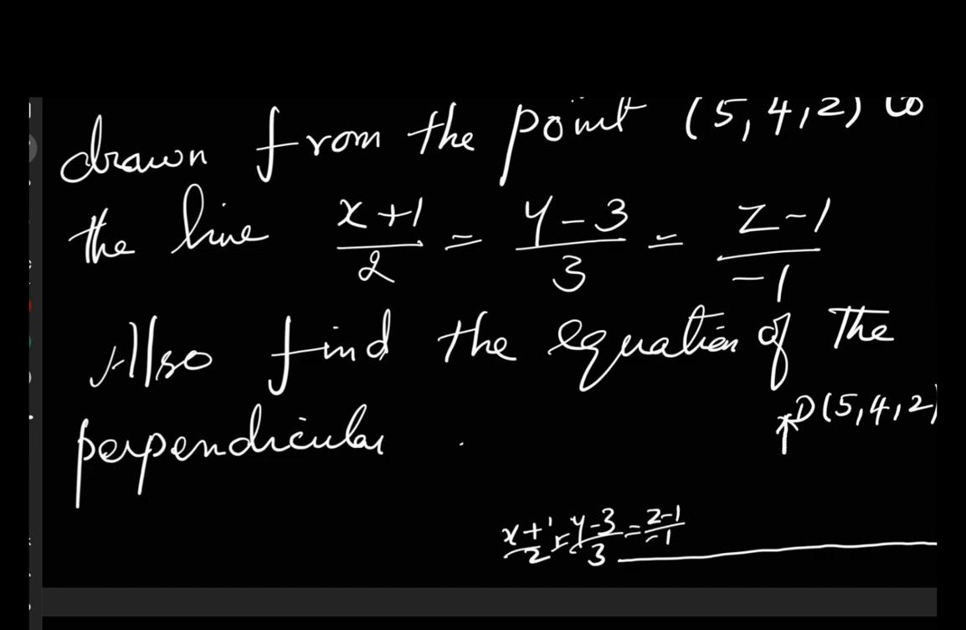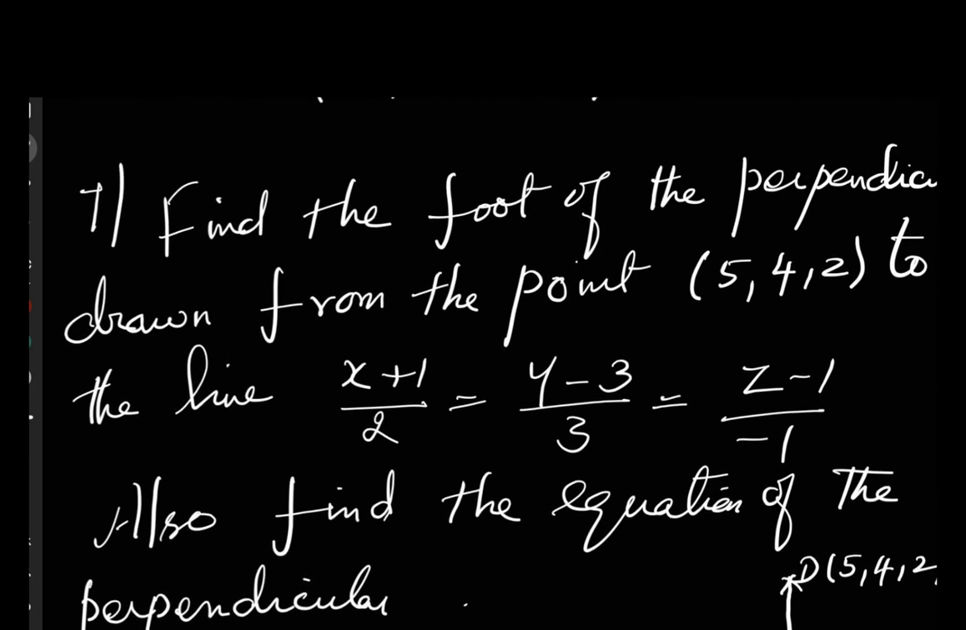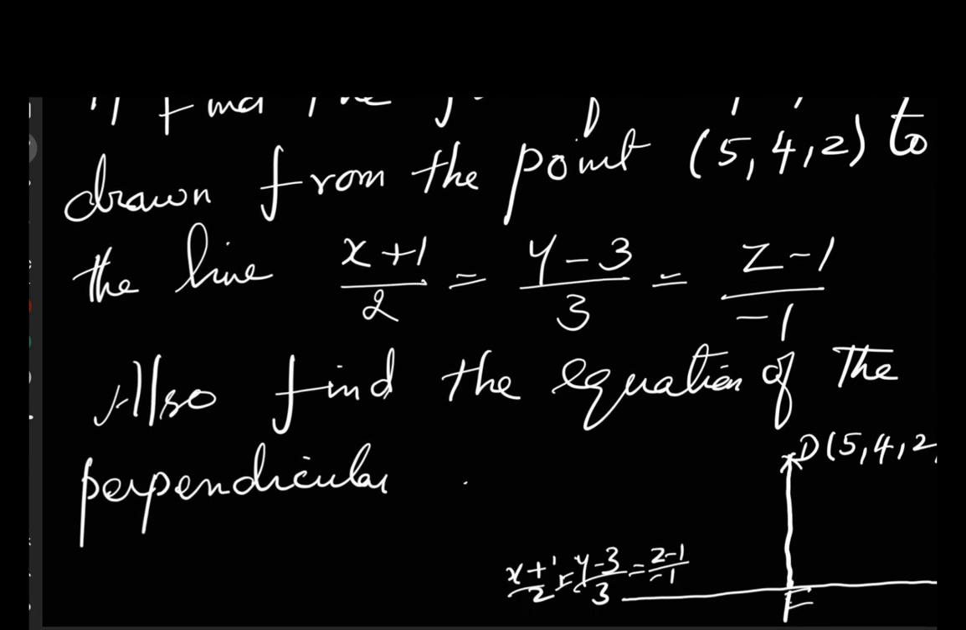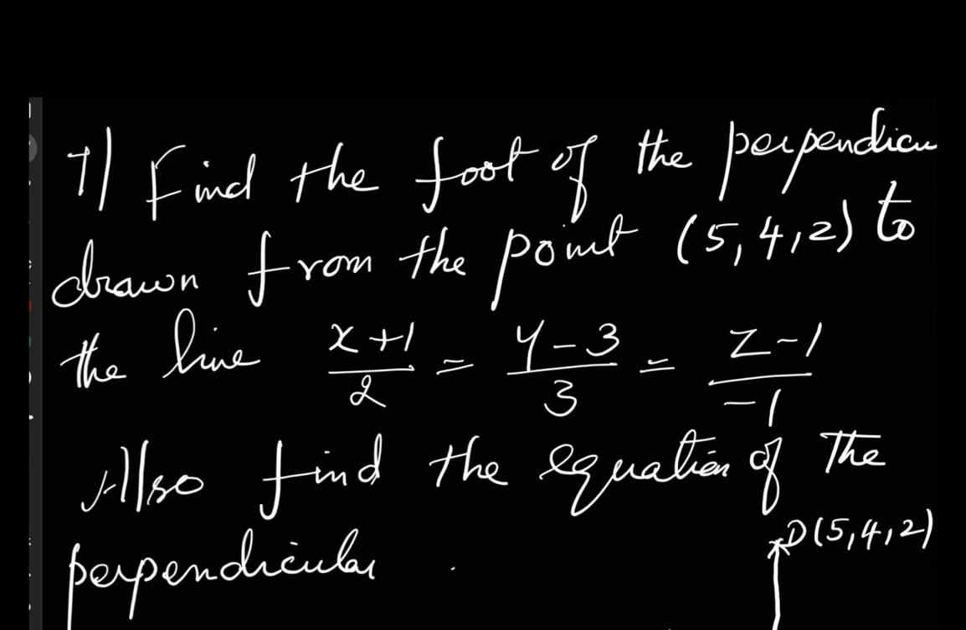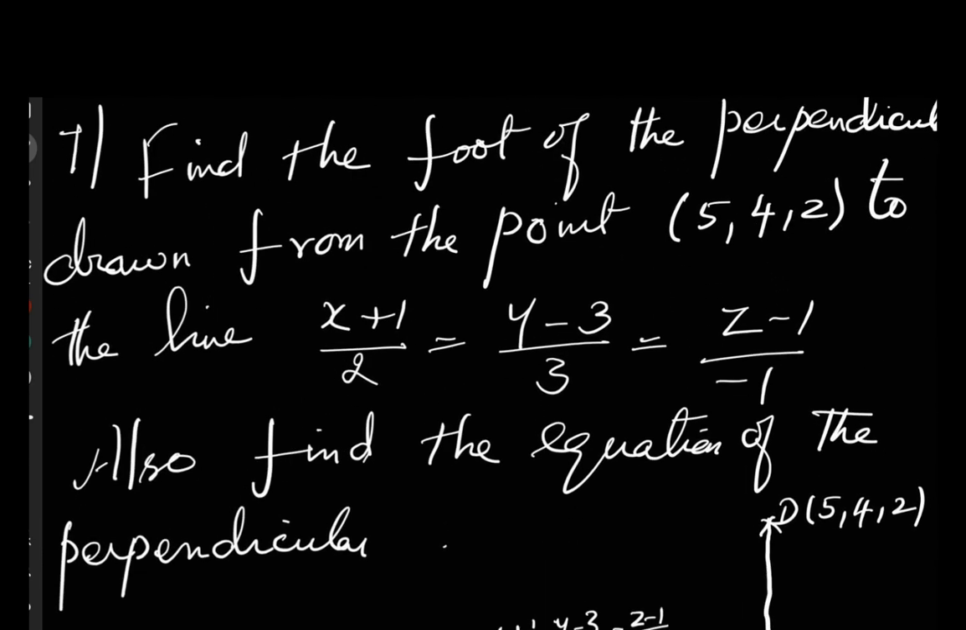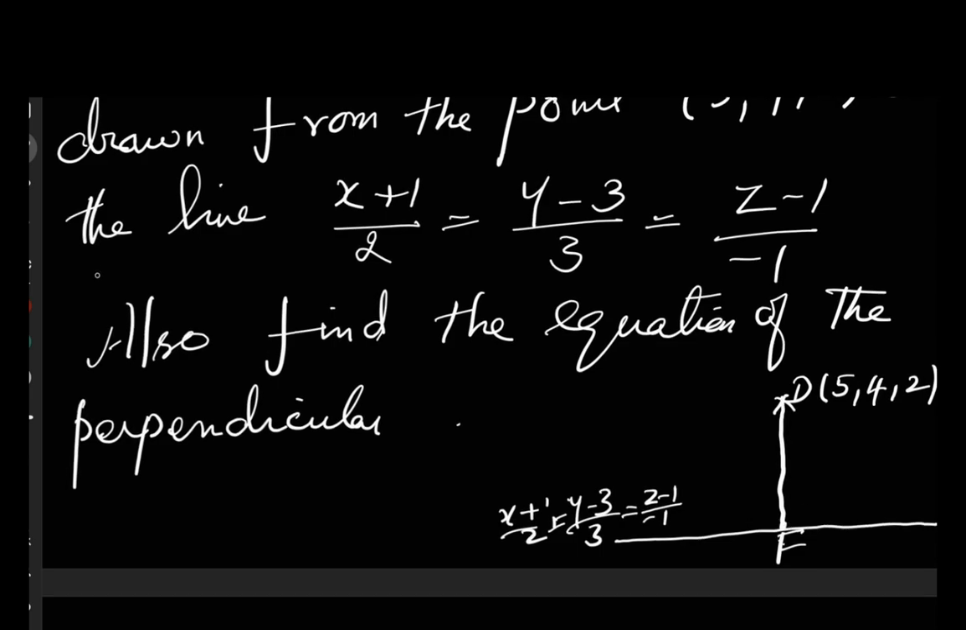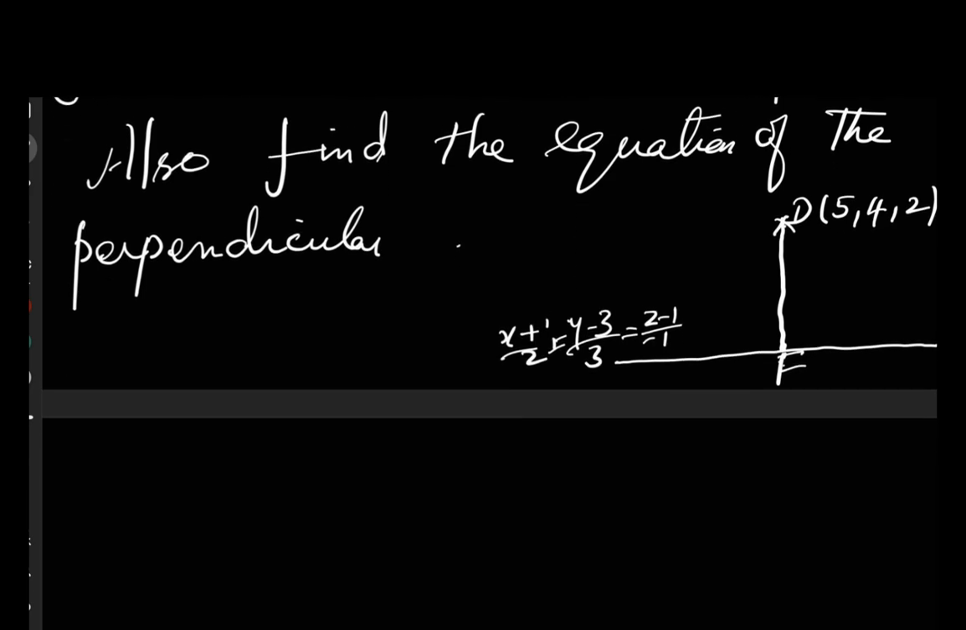So I draw a perpendicular line from this point D. Let it meet the line at a point F. I have to find the coordinates of F first. Two questions arise here: find the foot of the perpendicular, and also find the equation of the perpendicular DF. First, you find F.